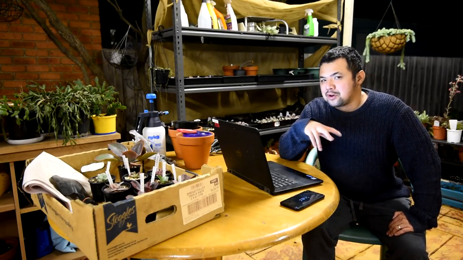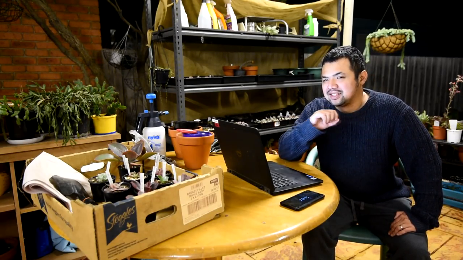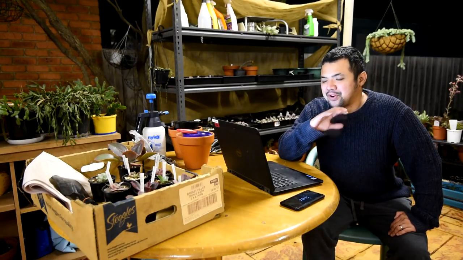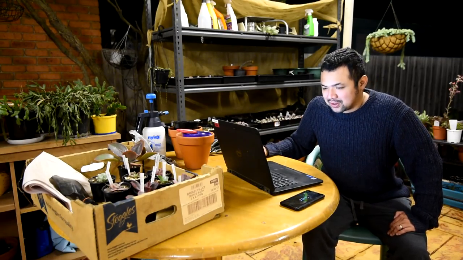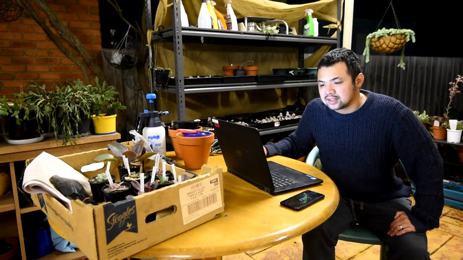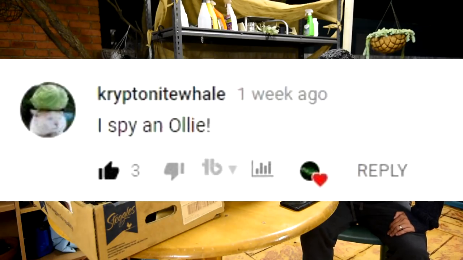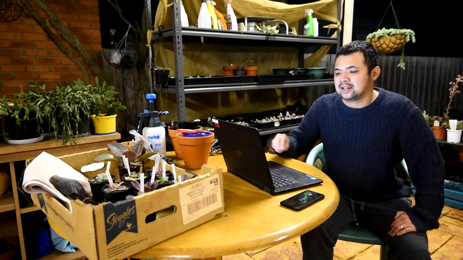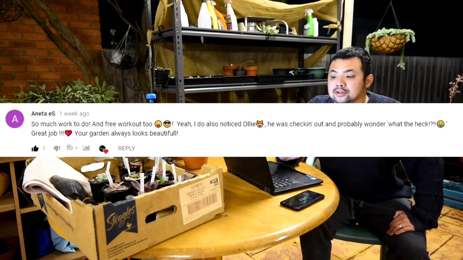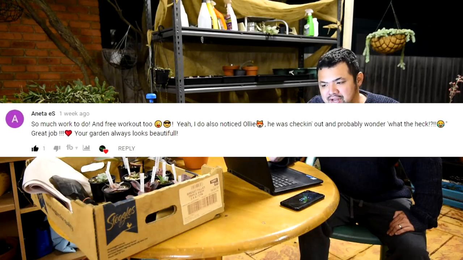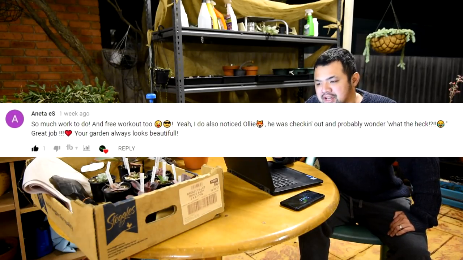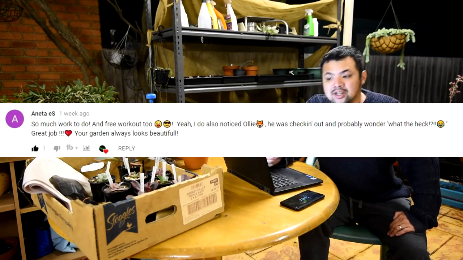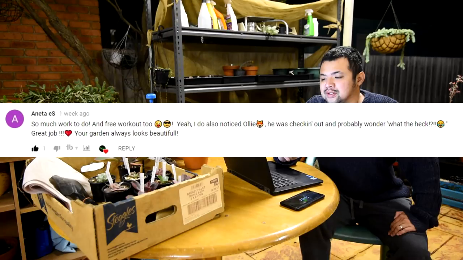The next two comments are related. Well, at least they're pointing at the same thing. So the first one is from Kryptonite Whale saying, "I spy an ollie." The other one is from Aneta S saying, "So much work to do and free workout too." Yeah, I do also notice Ollie. He was checking out and probably wondering, "What the heck? Great job. Your garden always looks beautiful."